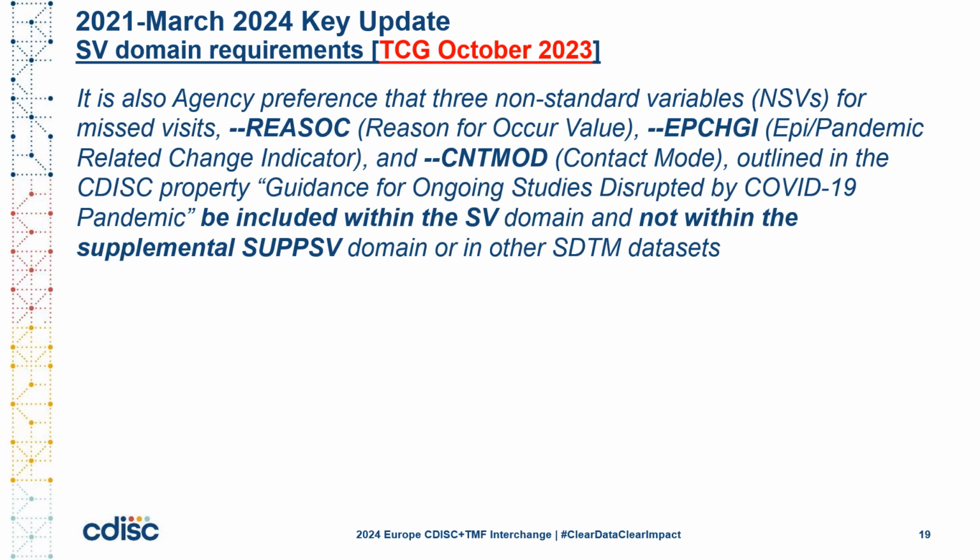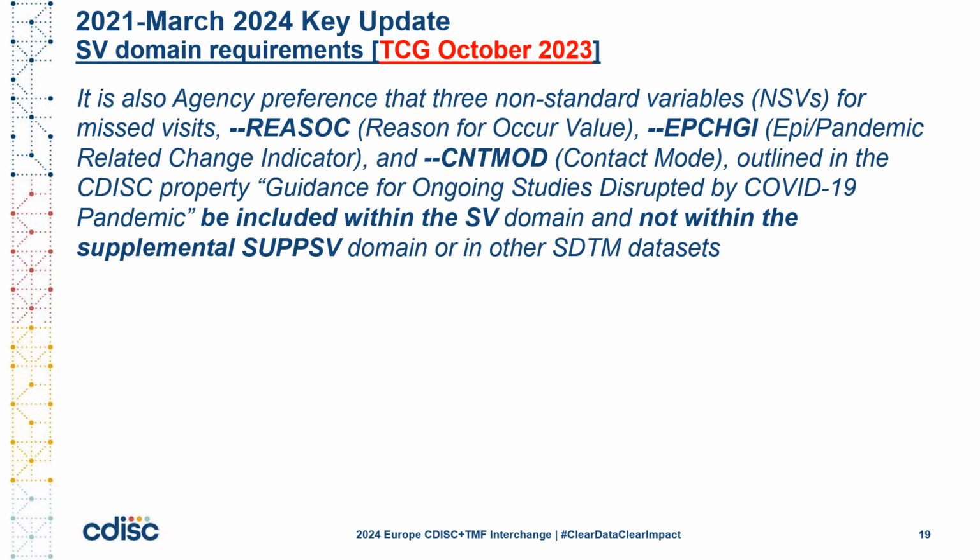In the same version, the agency also clarified that non-standard variables such as reason for non-occurrence, so why, for example, a subject visit was skipped, the contact mode, whether it was in person or telephone, or even the epidemic flag, all these non-standard variables were introduced with the COVID pandemic guidance that I just mentioned. And this just became standard with the STM version 2 implementation guide, country 4.